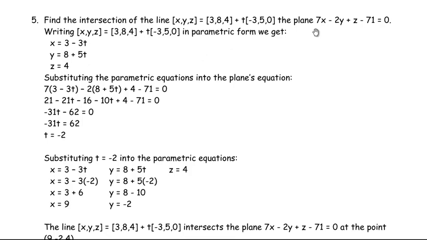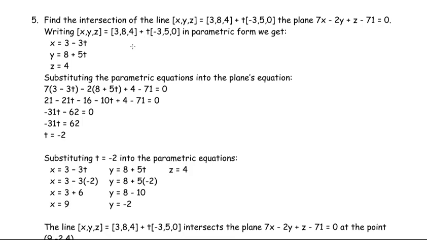So I'm going to substitute these into the plane. I'm going to put 3 minus 3t in place of x, so it'd be 7 times the 3 minus 3t. And I'm going to put the 8 plus 5t in place of y, so minus 2 times the 8 plus 5t. And in place of the z, we would put 4. Then we have the minus 71 equals 0 on the end. So I'm going to solve for t. What we're basically saying is that this line has points that look like this.